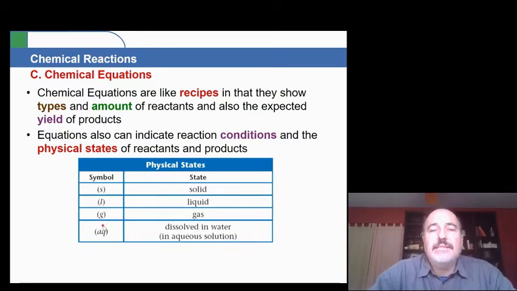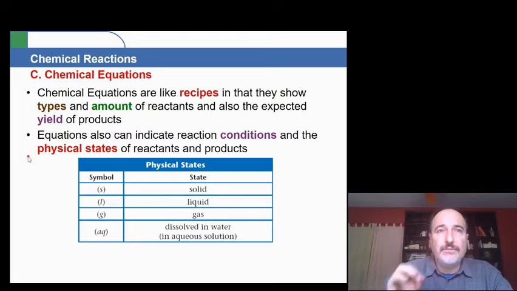AQ indicates that it has been dissolved in water. In other words, an aqueous solution. Now, aqueous solutions are often required for ionic compounds, for example, to react with each other. As solids, they wouldn't be able to react. But when you dissolve them in water, the individual ions can have access to each other, and that allows for the chemical reaction to occur.